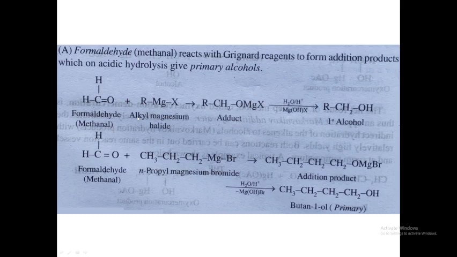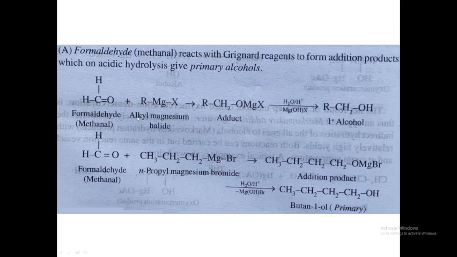When you take any other aldehyde other than formaldehyde, then we get a secondary alcohol. For example, we have taken acetaldehyde reacting with ethyl magnesium bromide. The ethyl part will attack the carbonyl carbon, and then we get CH3CH2, then this carbon CH, CH3, O, and then MgBr. This addition product, on hydrolysis, gives butan-2-ol or 2-butanol, which is the secondary alcohol.